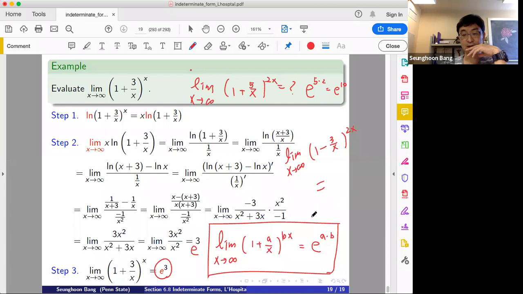Here, what about the sign in the middle? The sign in the middle is positive 1, but here we have negative 1. So negative 3 is like a, and 2 is like b. We have e to the negative 3 times 2. The answer is e to the negative 6. So really be careful: positive 1, true, negative 1, take the negative. This is the exact answer by using the shortcut.